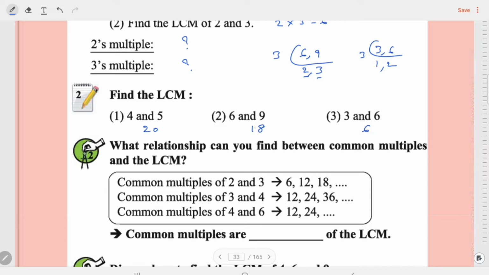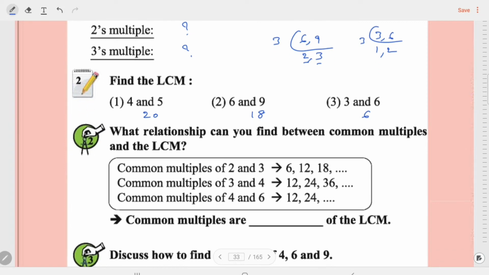You can check the answer as well. Whatever result you obtained must be a multiple of both the numbers. 18 is a multiple of 6, 6 3s are 18. 18 is a multiple of 9 because 9 2s are 18. Okay, likewise you have to check the answer also.